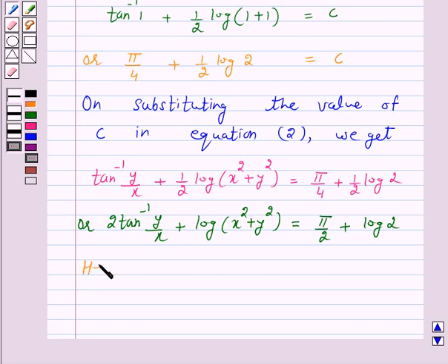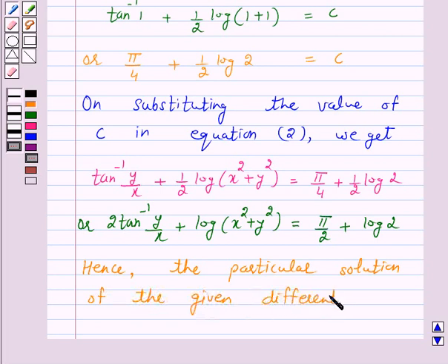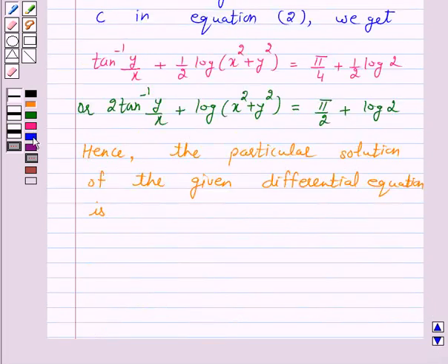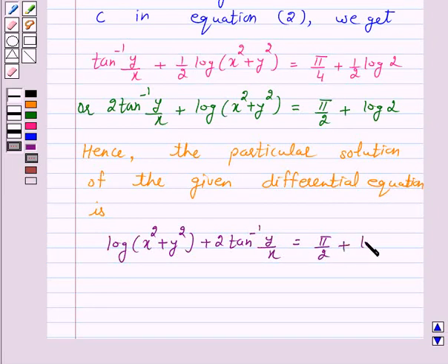Hence, the particular solution of the given differential equation is log(x² + y²) + 2 tan inverse(y/x) = pi/2 + log 2. So, this is our answer for the above question.